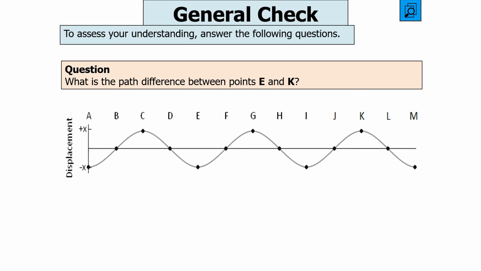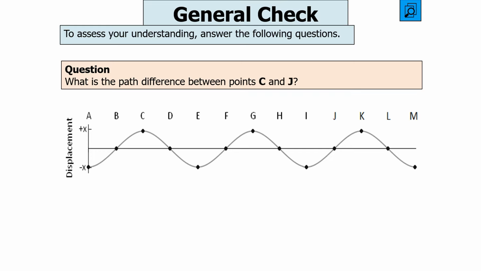Next question, what is the path difference between points E and K? So pause the video now and then unpause the video when you want to go through your answer. Our answer is either 1.5 wavelengths, or you would say half a wavelength, because it can reset after a wavelength, because the overall displacement from the initial is half a wavelength. What is the path difference between D and L? So pause the video now and then unpause the video when you want to go through your answer. Right, the answer is 2 wavelengths or 1 wavelength.